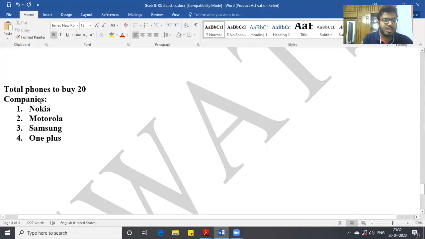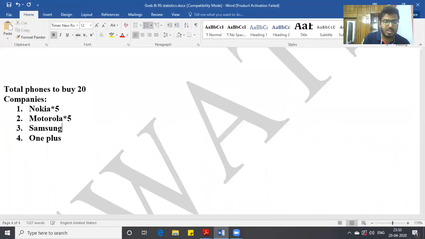Now according to the condition, if it was the mean, what would be taken? There are four companies. They would buy 5 phones from each. Nokia they would take 5, Motorola also 5, Samsung also 5, and OnePlus also 5. So 5 fours are 20.